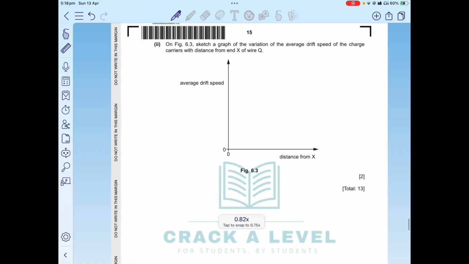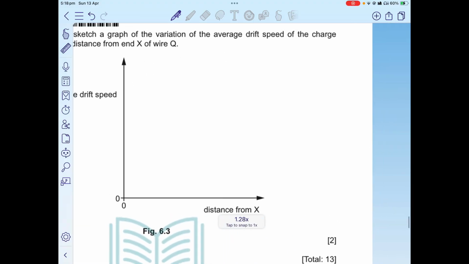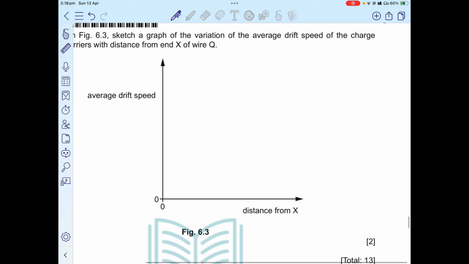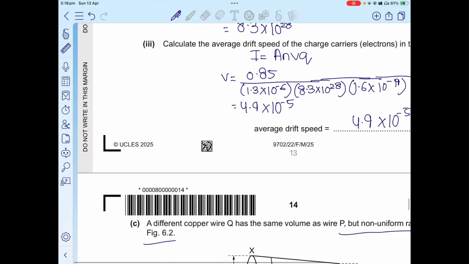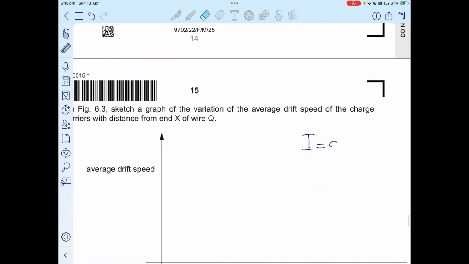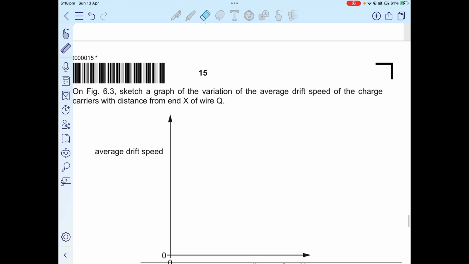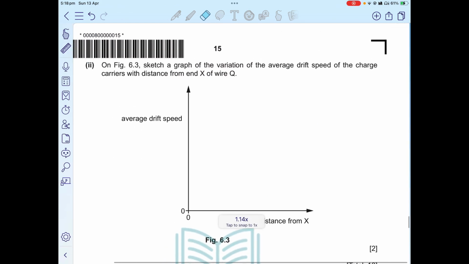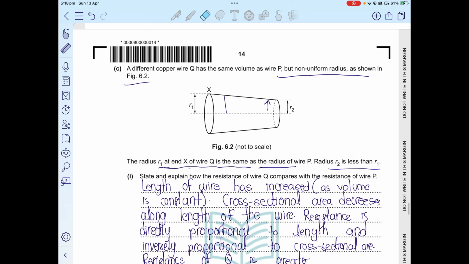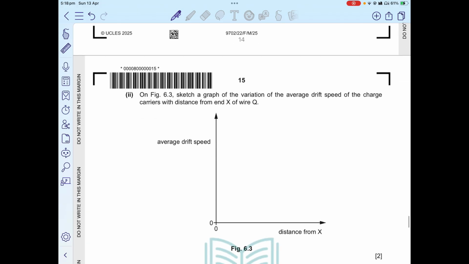Now the next question. Sketch a graph of the variation of the average drift speed of the charge carriers with the distance x from end X of the wire to the end Q. Now we know that I is equivalent to, if you look at the formula we used back over here, A n v q. Let's understand the question first. It says sketch a graph of the variation of the average drift speed as you move away from the end X. That means you go towards this side. As you go towards this side, what happens to the drift speed?